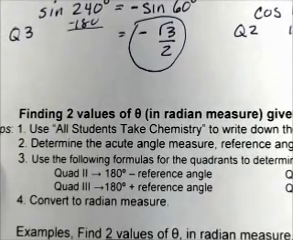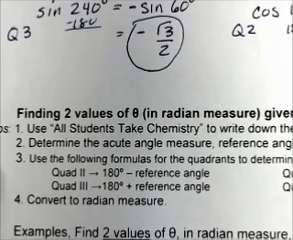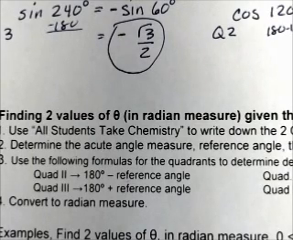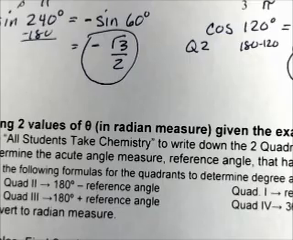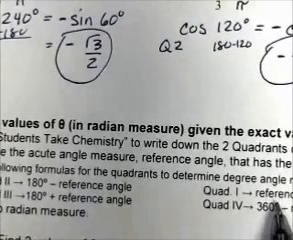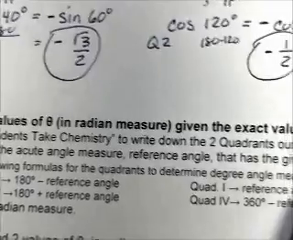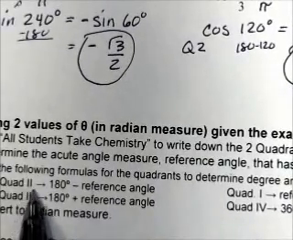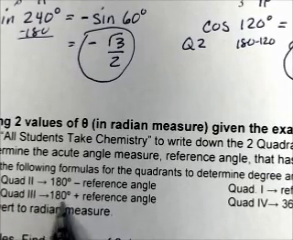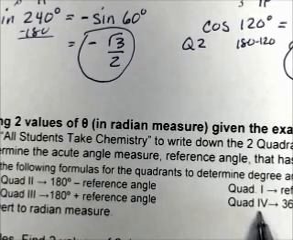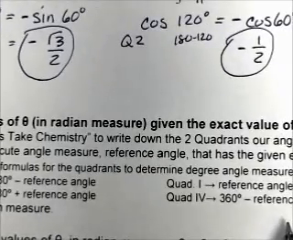We're going to use All Students Take Chemistry to write down the two quadrants our angles will come from. Determine the acute angle measure, in other words, the reference angle, that has the given exact value. Use the following formulas for the quadrants to determine the degree angle measure. If we're in quadrant 1, our reference angle is our angle measure. If we're in quadrant 2, we take 180 minus our reference angle. If we're in quadrant 3, 180 plus our reference angle. If we're in quadrant 4, 360 minus our reference angle.